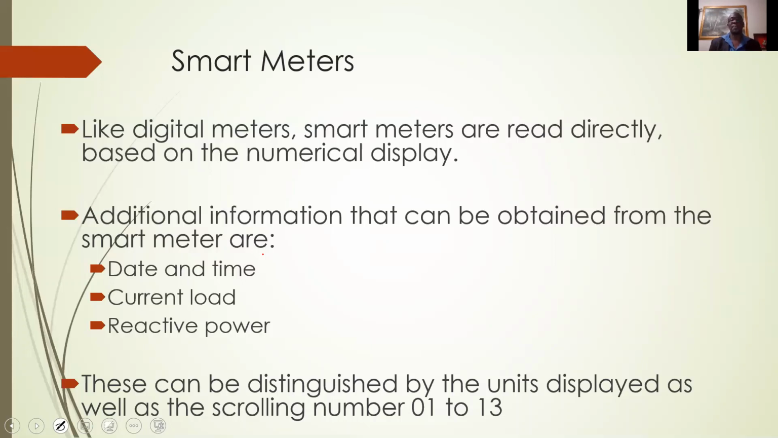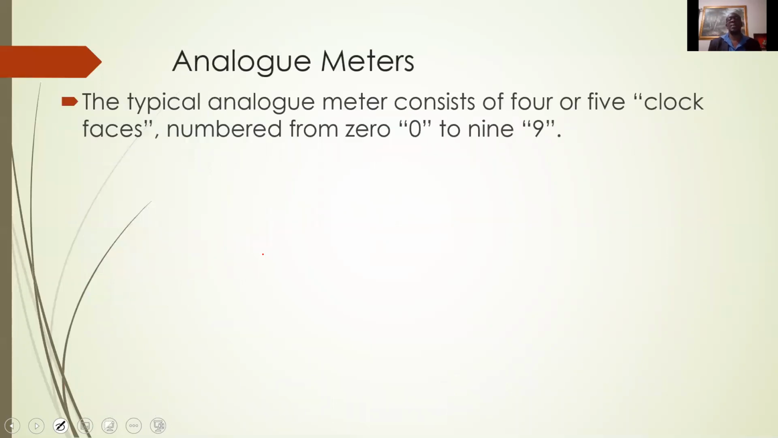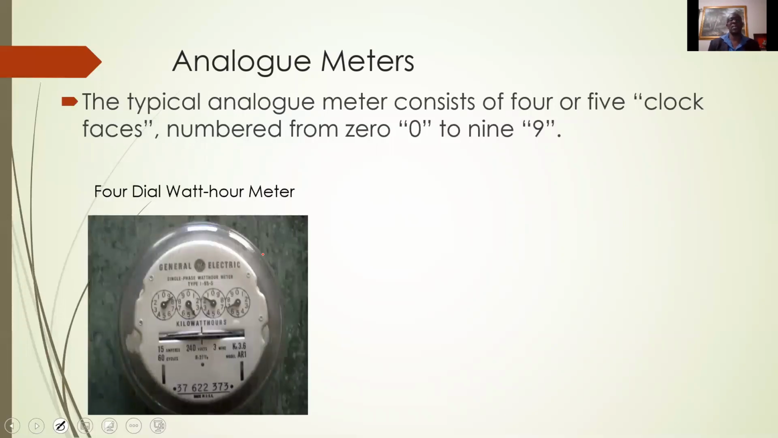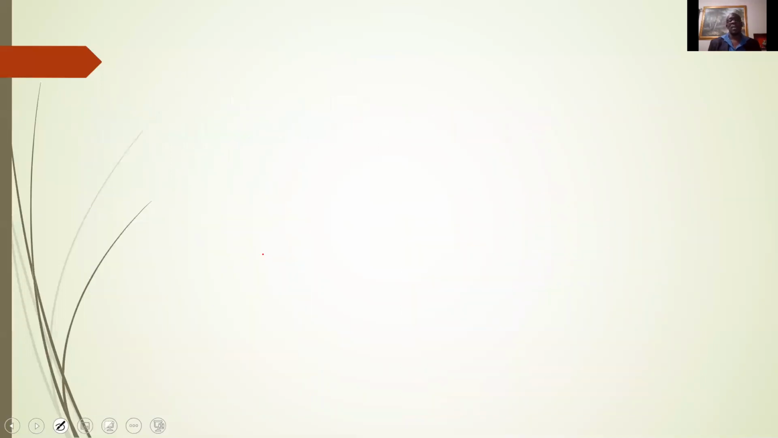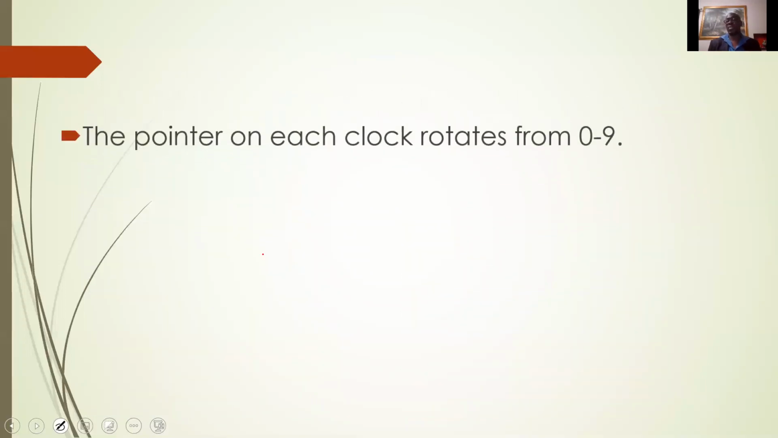For your analog meters, these consist of 4 or 5 clock phases, each numbered from 0 to 9. Here we have a 4-dial watt-hour meter, and here we have a 5-dial watt-hour meter. Regardless of the number of dials, the method by which we read them remains the same. So let's look at how we go about reading the analog meter.